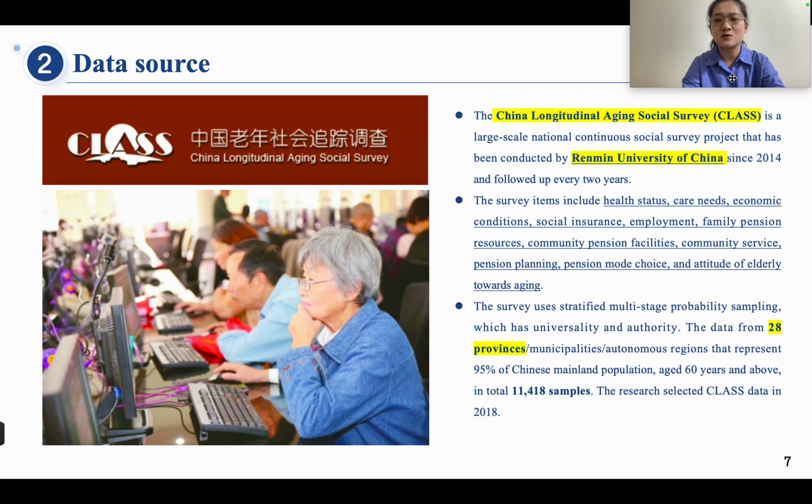The survey uses stratified multi-stage probability sampling, which has universality and authority. The data from 28 provinces represent 95% of the Chinese mainland population aged 60 years and above, in total 11,418 samples. And this research selected CLASS data in 2018.